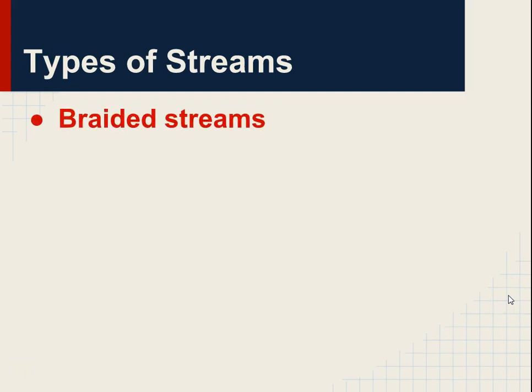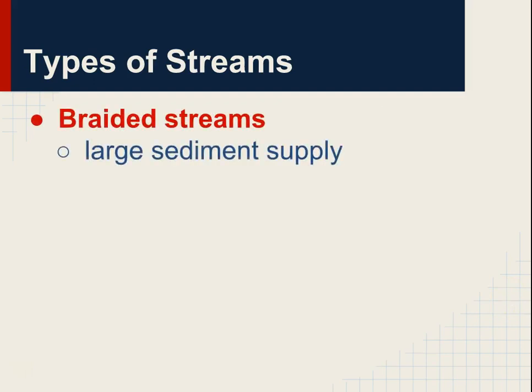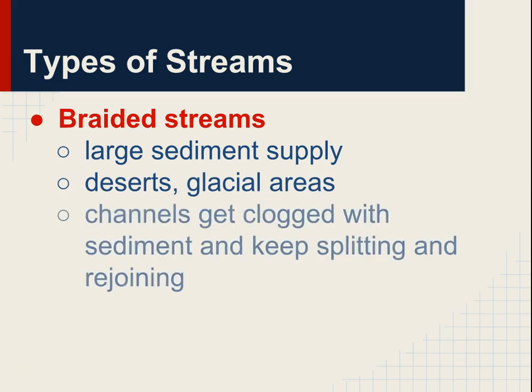Okay, so there's a couple different types of streams. Braided streams have a large sediment supply, so they got lots of dirt and sand in them. These tend to happen around deserts, glacial areas, so places where there's lots of loose sediment. Channels tend to get clogged, and then the water keeps splitting and rejoining.